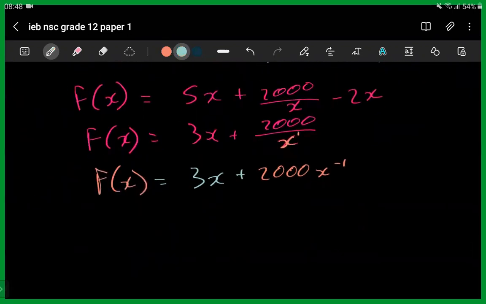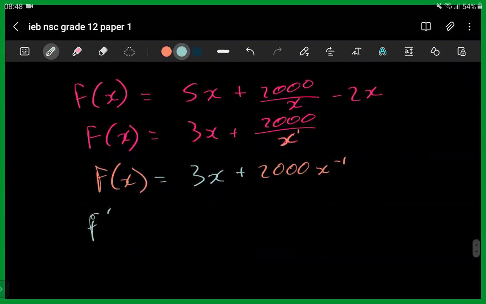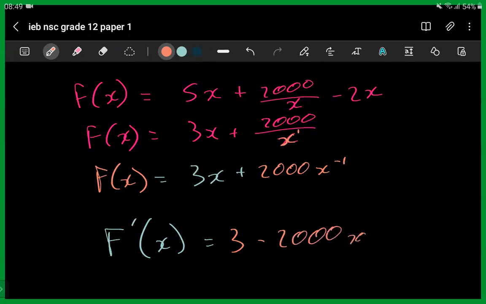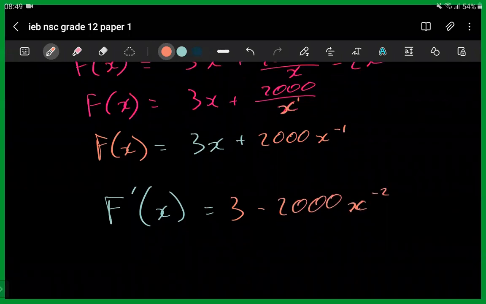You have just simplified. When you now differentiate, now you need to show the first derivative symbol here. Now let's differentiate. 1 times 3 is a 3. 1 minus 1 is going to be a 0. X to the power of 0 is a 1. Here, negative times 2000 is negative 2000. Moving on from the exponent, you're going to get a negative 2.